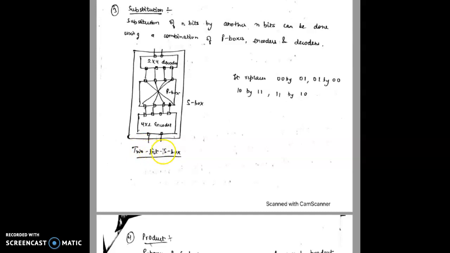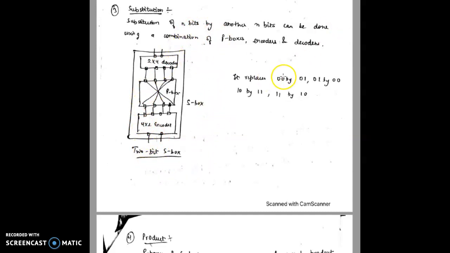This is a 2-bit S box. A 2-bit input is given and a 2-bit output is received. A 2x4 decoder is used, so 2 bits get converted into a 4-bit output. You are using a P box here, that is a permutation box. These 4 bits are randomly permuted. Now the encoder converts the 4 bits back into 2, because in an S box the number of bits doesn't change between input and output. So this is a combination of encoder, decoder and P box.